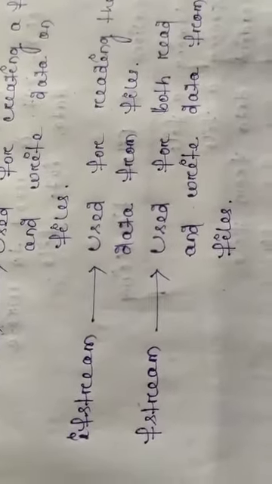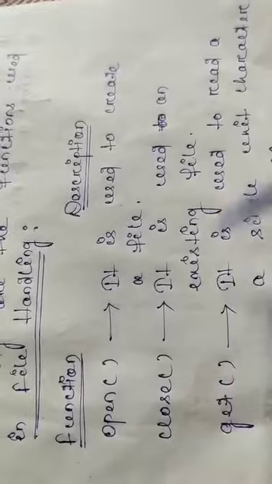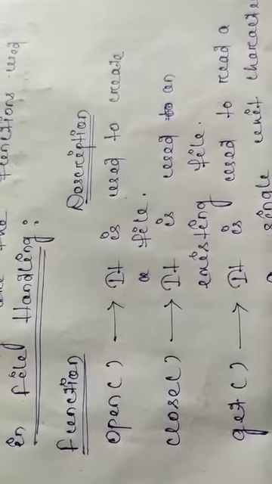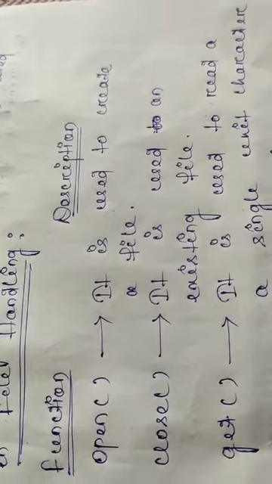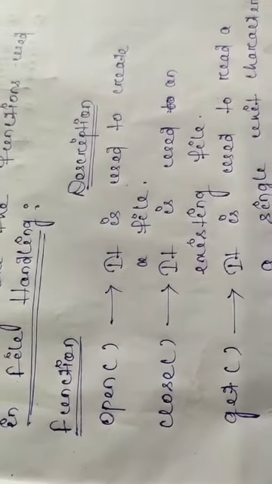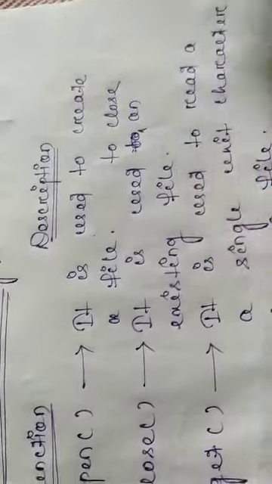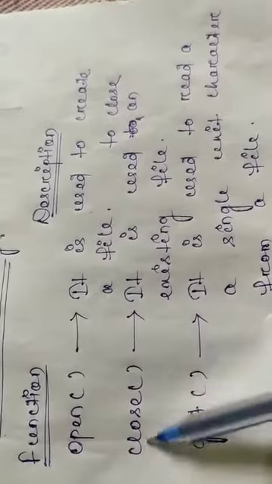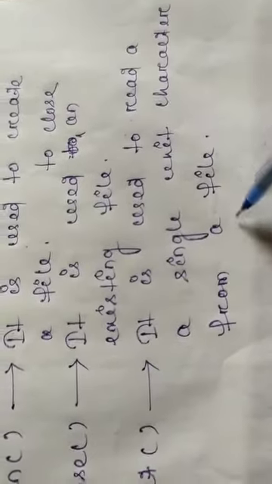So there are some functions in file handling, like open, close, get. We use open to create a file, and close is used to close an existing file. Open means to create, and get is basically used to read a single character, not multiple.